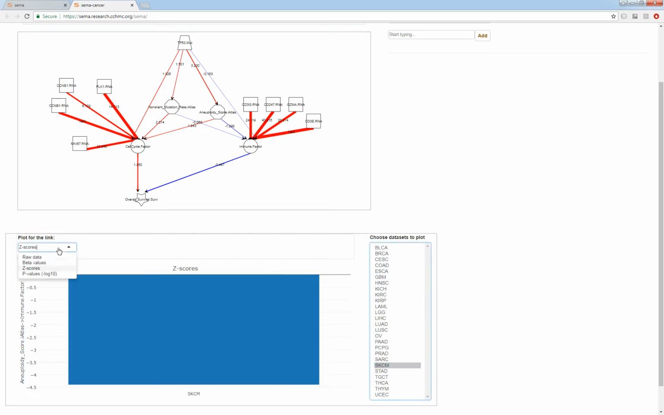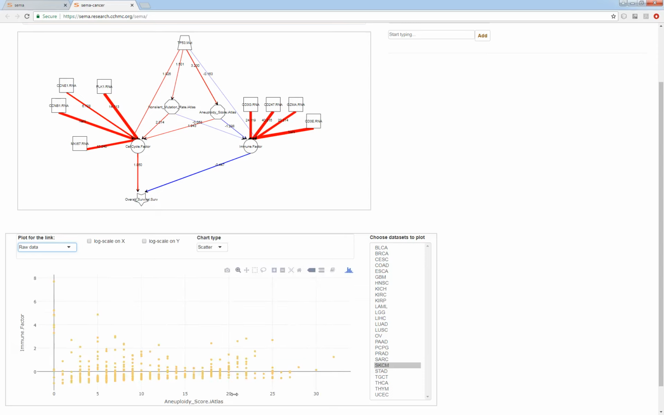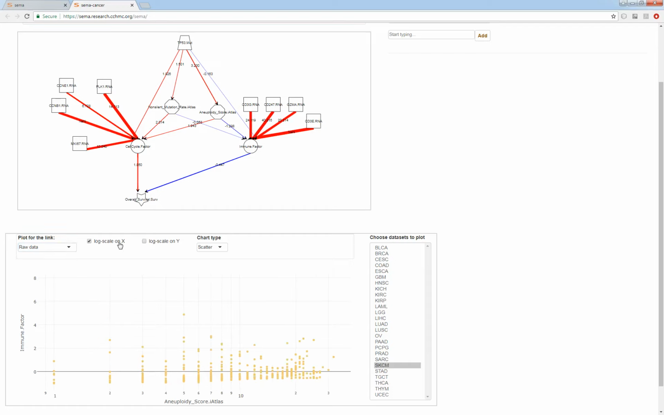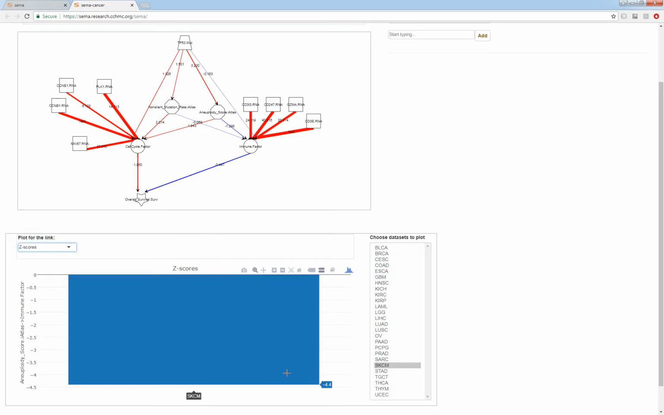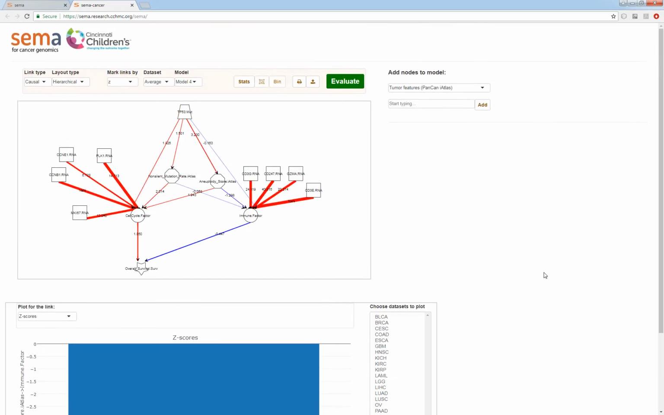We can see specifically in melanomas higher aneuploidy. The aneuploidy scores are not really that clear, but at least if we let's try log scale X. No, the association is still not clear, but at least statistically it is quite significant, and this is again something that was reported in the literature.